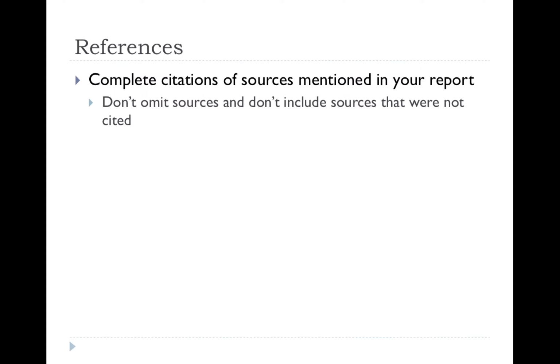So you should only include sources that you actually cite within the text, and you should make sure that you don't actually have any in-text citations that are omitted in the reference section at the end. So you need to be really thorough about that and make sure they're all indented and follow proper APA style.